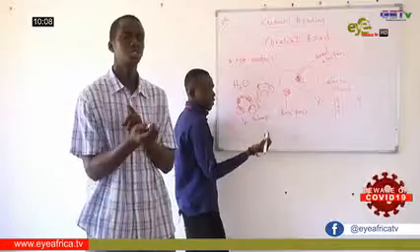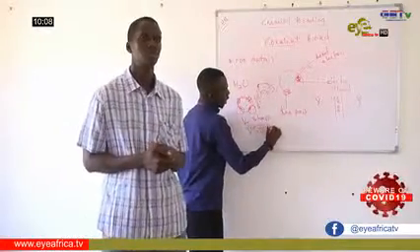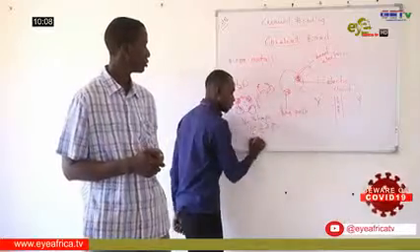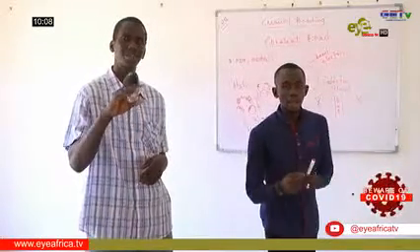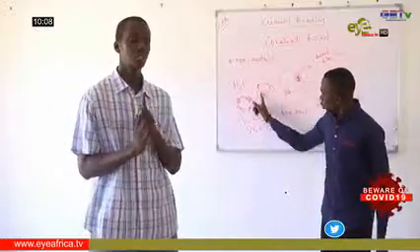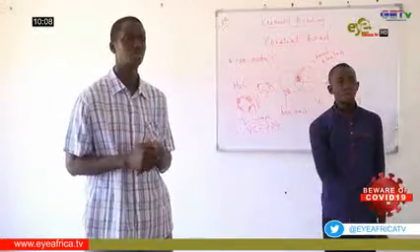So we have VSEPR theory. This theory is telling us that lone pair electrons and bond electrons always repel one another, and that will help in determining the shape of molecules.